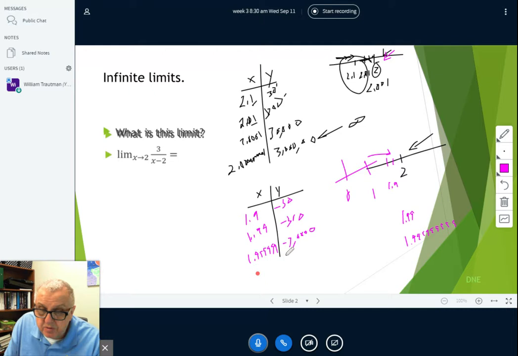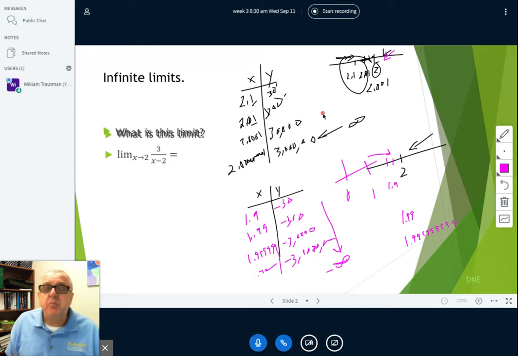And then if I put even more, 1.999999999, I get negative 3 billion. Do you see, as we get very close to 2 from the left side, it's approaching negative infinity.